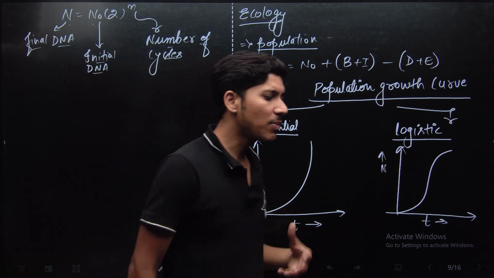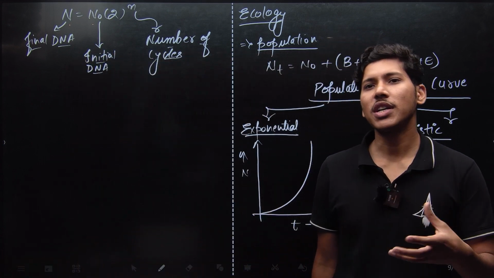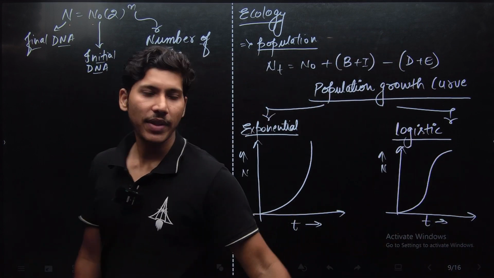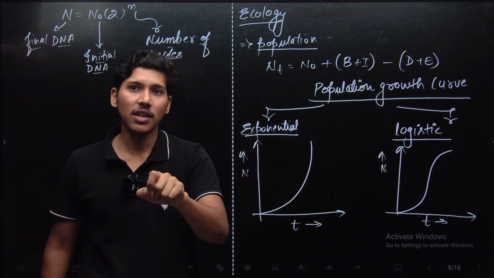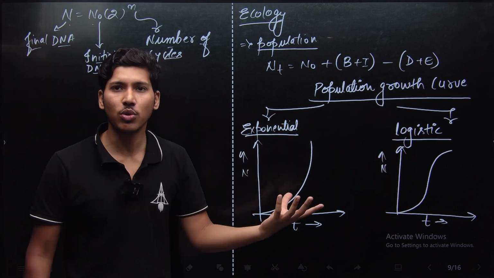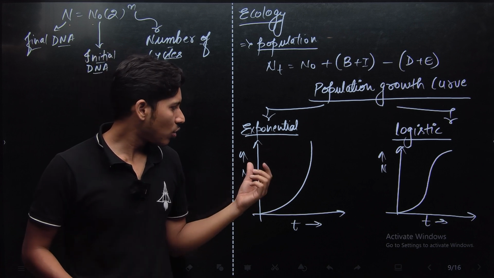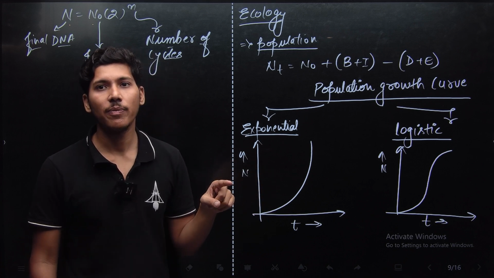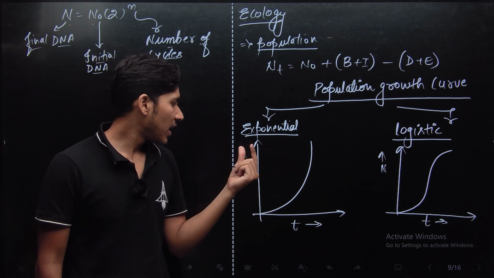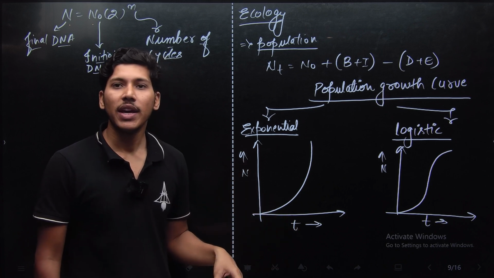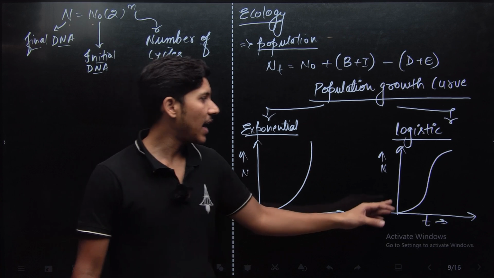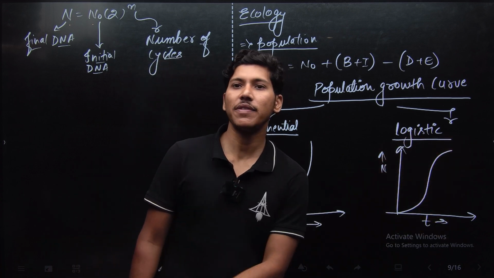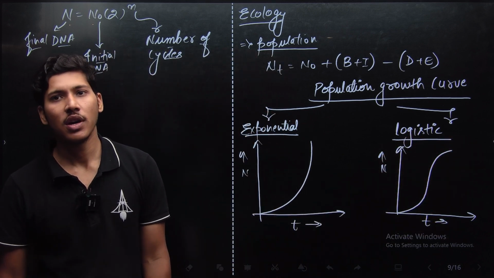Now next thing is the population growth curve. A population growth curve can be of 2 types: exponential and logistic. Logistic growth curve is more realistic, while exponential is not so realistic. If we plot a graph between number of individuals and time, then the exponential growth curve is a J-shaped curve, and the logistic growth curve looks like an S-shaped curve.